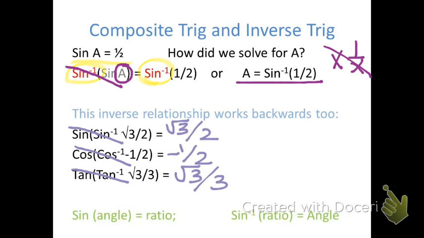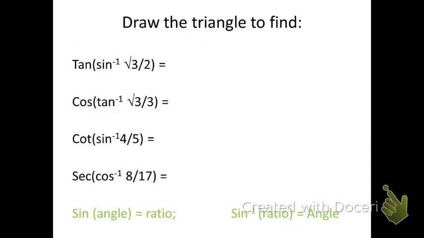Now we don't always take the inverse of the same function, but as I'm going through this, I want to remind you, we always take the sine of an angle and the answer is a ratio. When you do the inverse trig, you're taking the inverse trig of a ratio and the answer is an angle. So let's see what happens when you have to do that and they aren't inverses of each other. What you want to do then is draw a triangle.